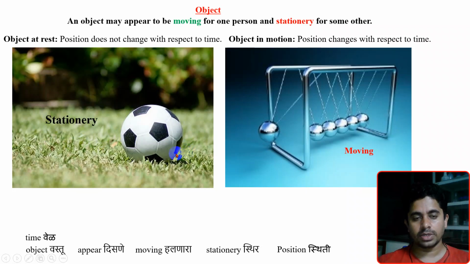So there are two types: the object which is stationary or at rest, and the second one, the object which is moving or in motion.